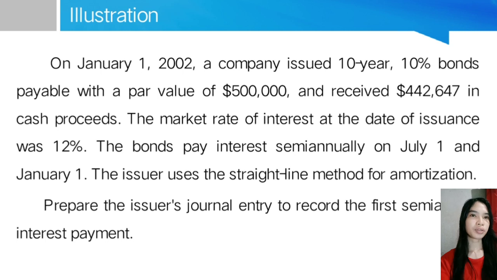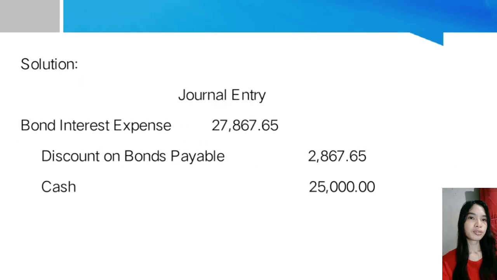So we have here the illustration. On January 1, 2002, a company issued 10-year, 10% bonds payable with a par value of 500,000 and received 442,647 in cash proceeds. The market rate of interest at the date of issuance was 12%. The bonds pay interest semi-annually on July 1 and January 1. The issuer uses the straight-line method for amortization. Prepare the issuer's journal entry to record the first semi-annual interest payment. So we have here the solution to the problem.